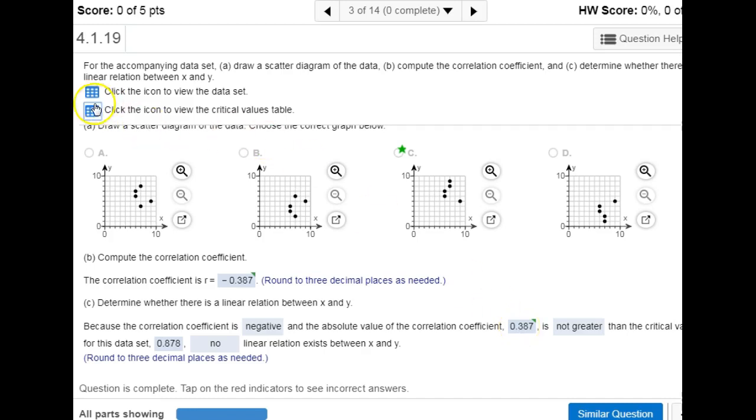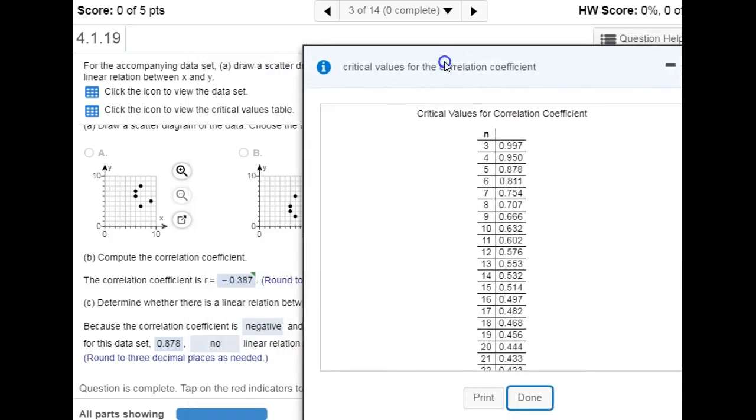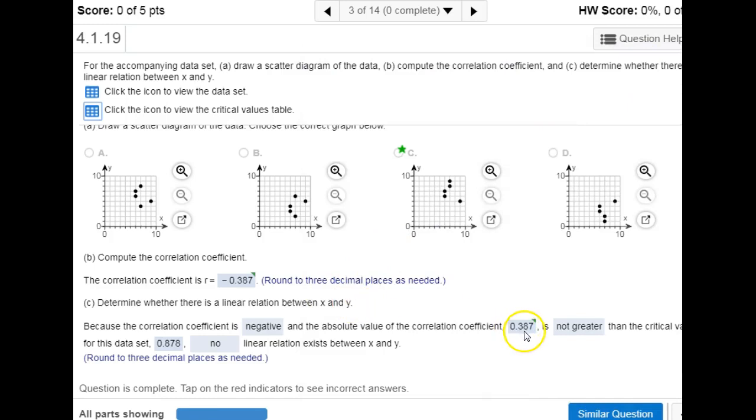And we're comparing it to this table here of critical values. And since there were 5 pieces of data in our data set, we would look at where n equals 5. And if the absolute value of our correlation coefficient was bigger than 0.878, there would be evidence for a linear relationship. Now, our absolute value was less than 0.878, so there's not evidence for a linear relationship.